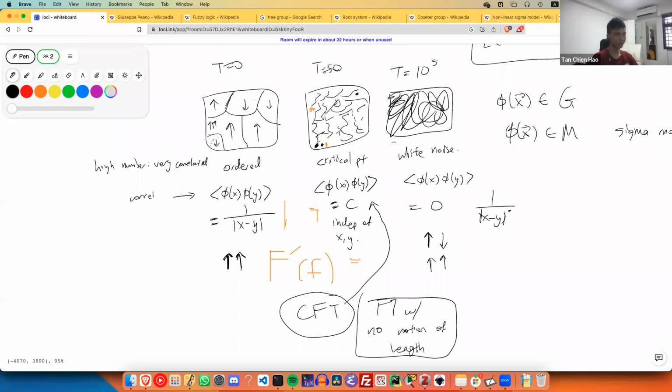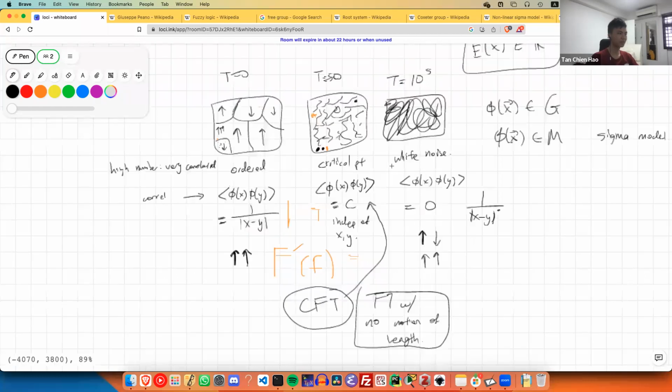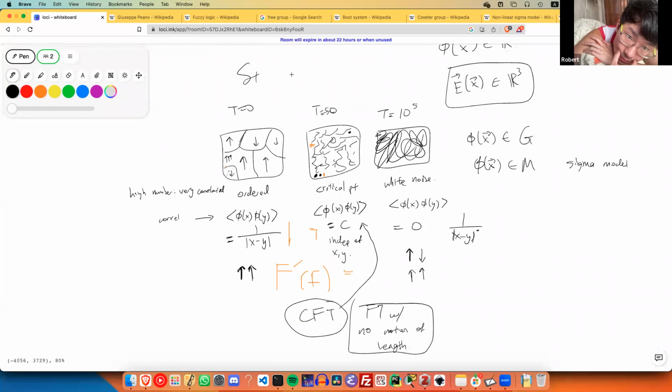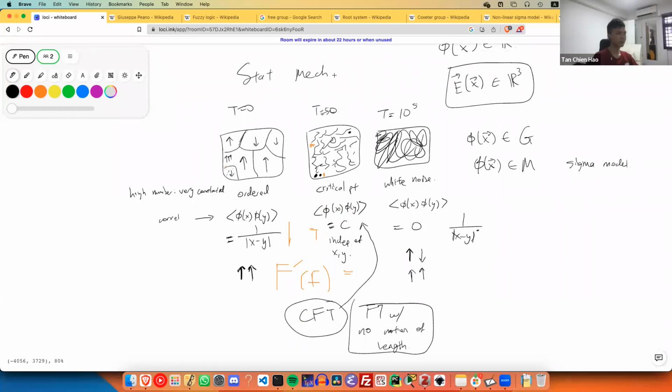What about for everything else? So all of these three are studied in statistical mechanics, StatMech. Yeah, I know that joke.